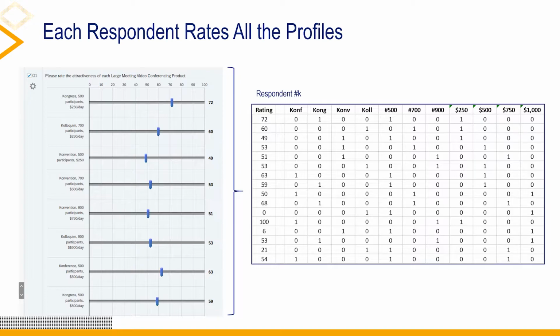The right panel shows the data in Excel. Column 1 is the rating data from Qualtrics. The first product was rated 72. Going across the row, the remaining columns are dummy variables that get turned on for each attribute level that was part of the product. For the first row, we see there are ones for the brand name Congress, the capacity for 500 people, and the cost of $250 per day.